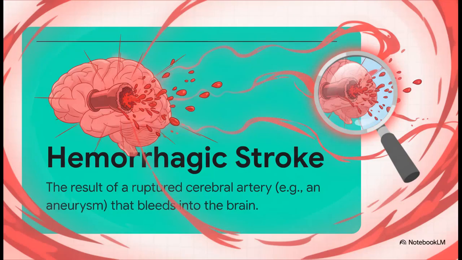The other major type of stroke is called a hemorrhagic stroke. Now, if an ischemic stroke is a clogged pipe, this one is a burst pipe. A blood vessel in the brain actually ruptures. Maybe it was a weak spot like an aneurysm, and blood starts pouring into the brain tissue itself. It's a totally different event, and it gives us a totally different set of clues.